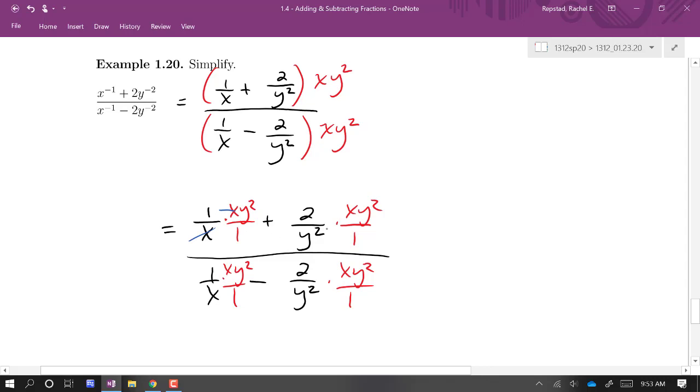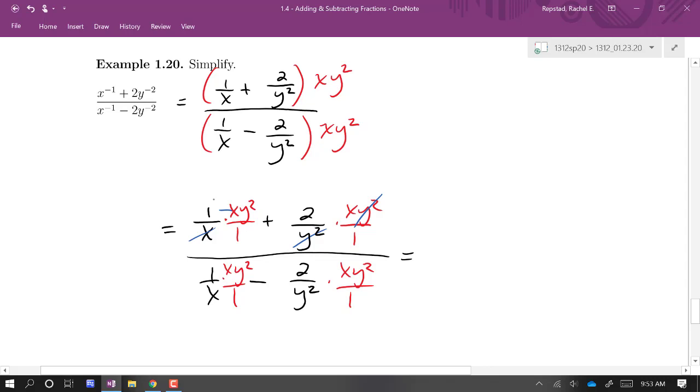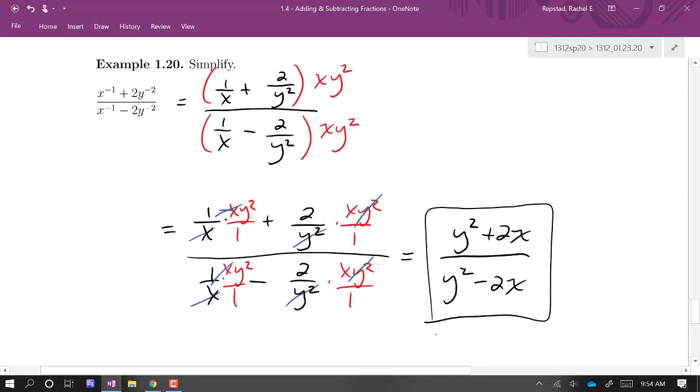So the x cancels, the y squared cancels, and in the top here we've got y squared plus 2x. In the bottom the x cancels and the y squared cancels, and so we have y squared minus 2x. And I think there's no common factors there. They're both unfactorable, so that's just where we're at.